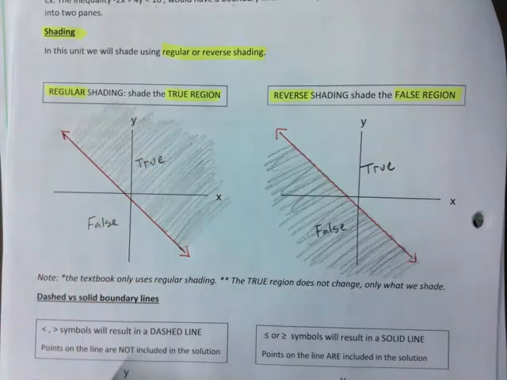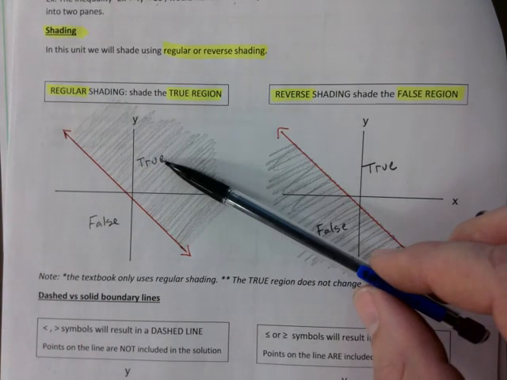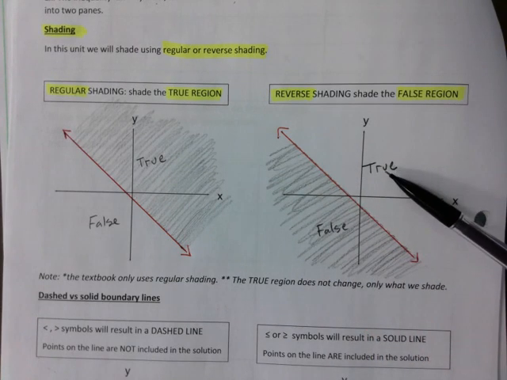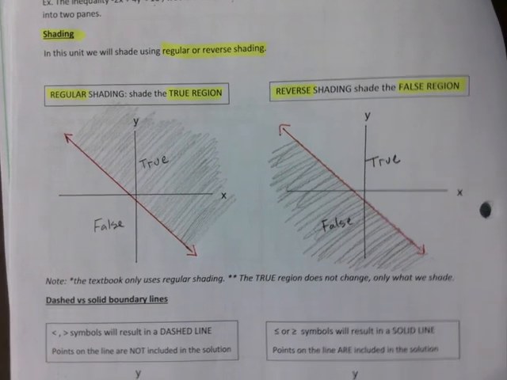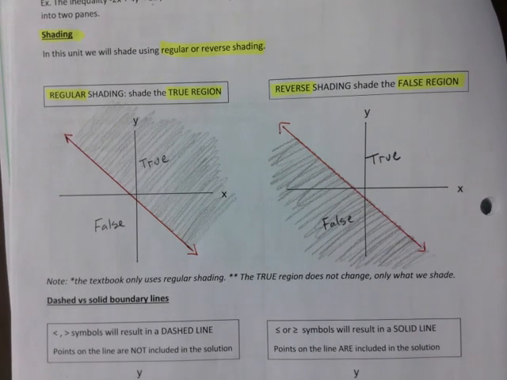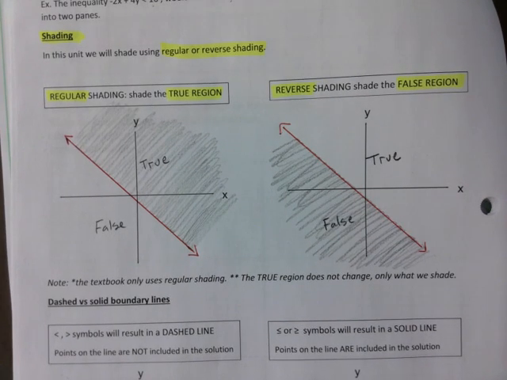Just like that. So you notice that the true region has not changed, correct? It's above the line. That hasn't changed. It's just what we shade that has changed. And you're like, well, why would you want one over the other, Mrs. Rickson?